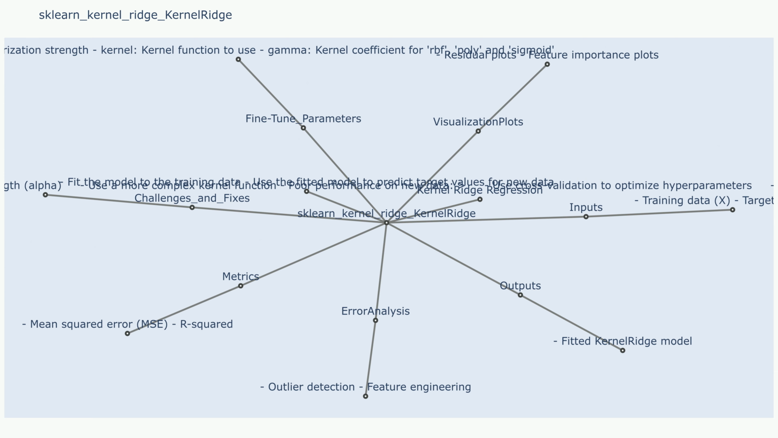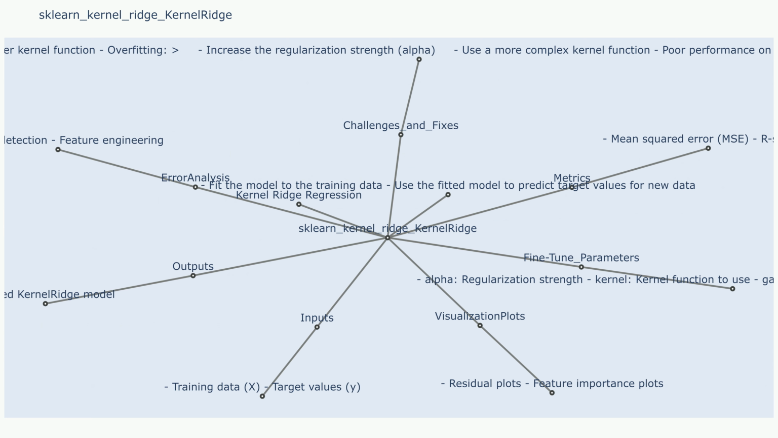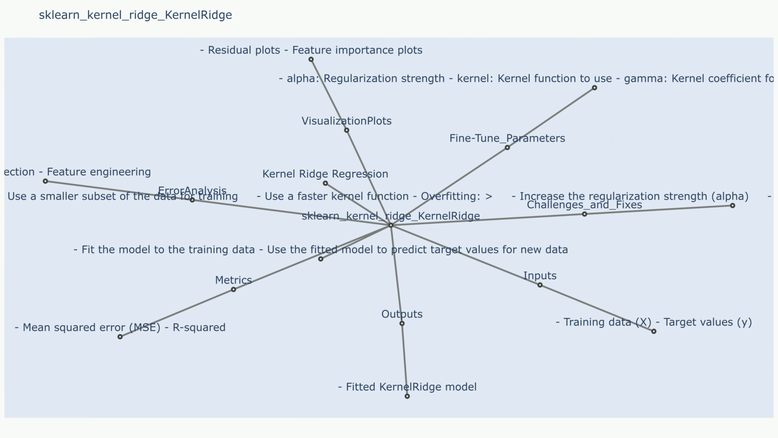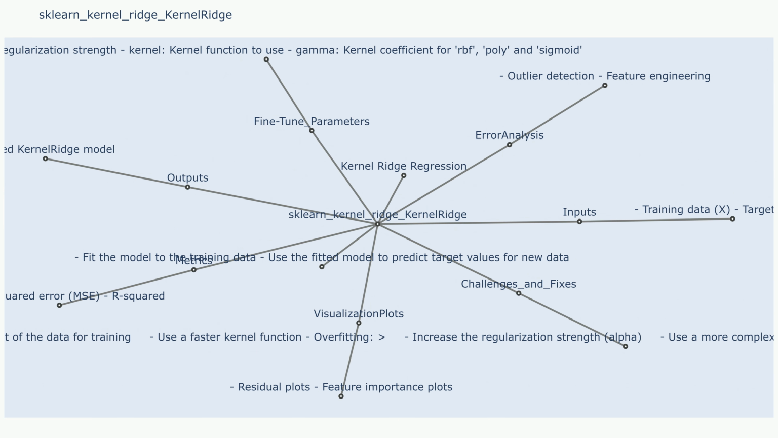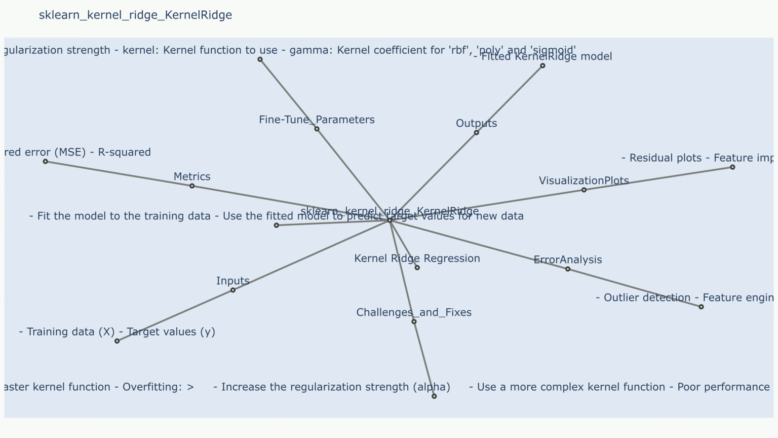Outputs: self, the fitted kernel ridge model. Steps: the model first learns a kernel function that measures the similarity between data points. Then, it uses this kernel function to compute the kernel matrix, which is a matrix where each element represents the similarity between two data points.